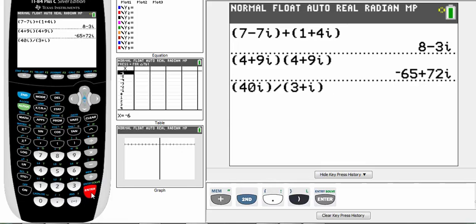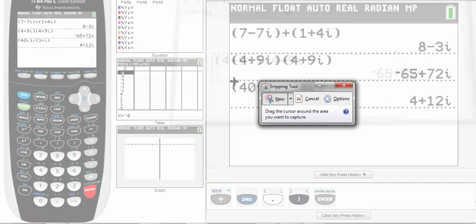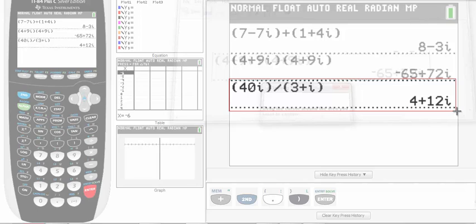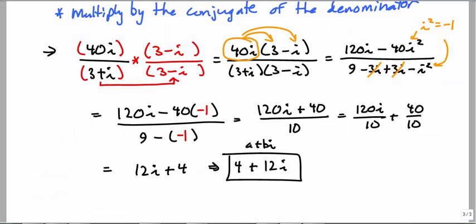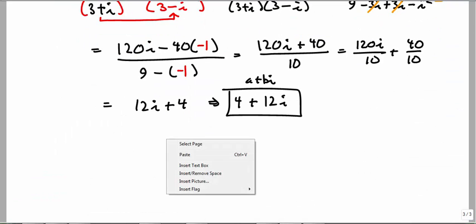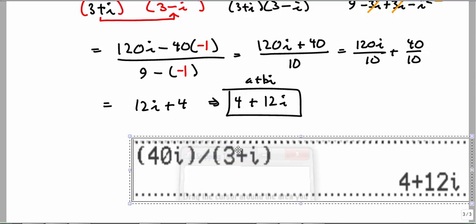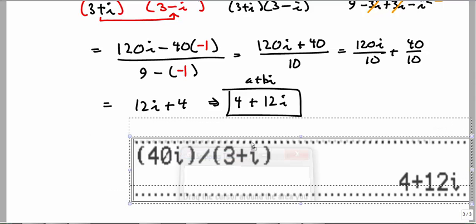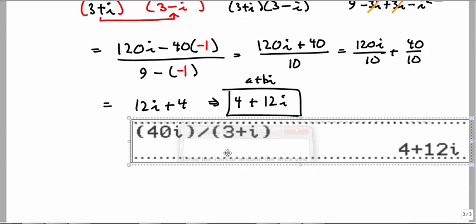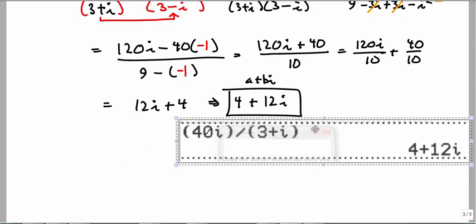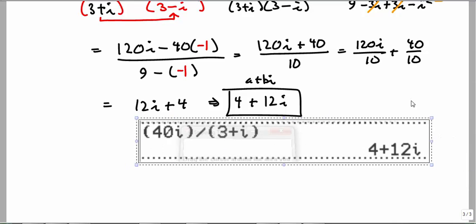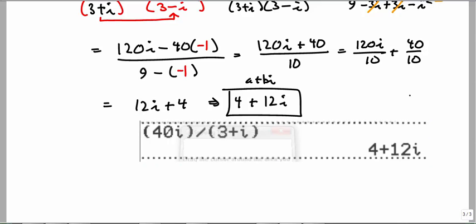Okay, let's see if it will do a division. 4 plus 12i, it's in the a plus bi form. I believe that's what we had for an answer. So let's copy and paste that into our notes. Yep, 4 plus 12i. So it does work. If you ever run into troubles, you will have your handwork to check against your calculator work. You don't want to just depend on your calculator. You want to be able to do these by hand first.